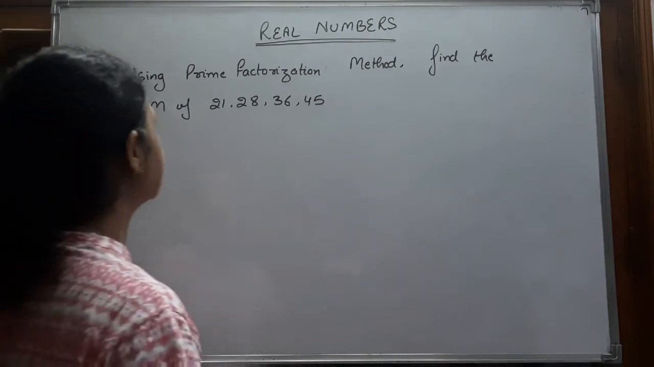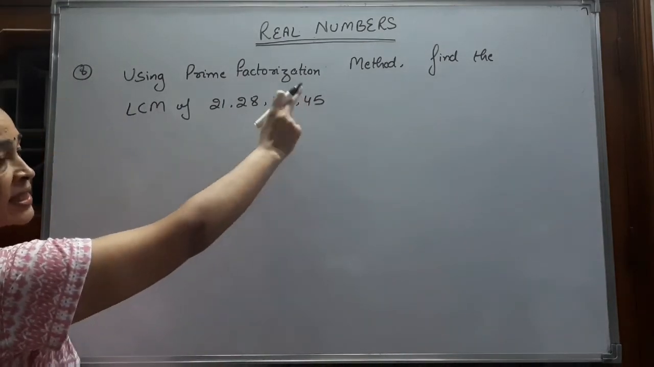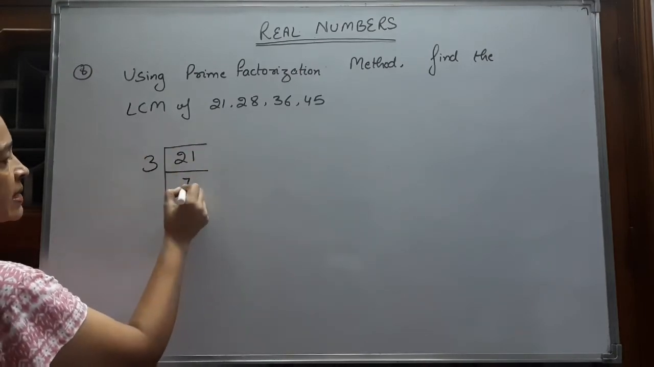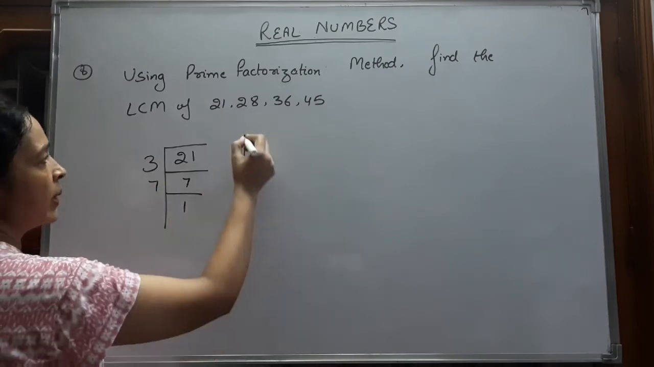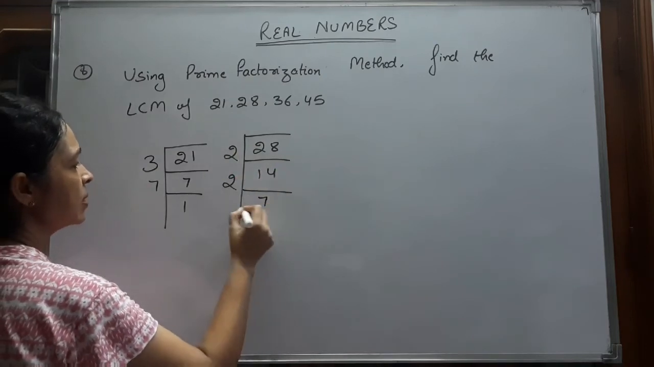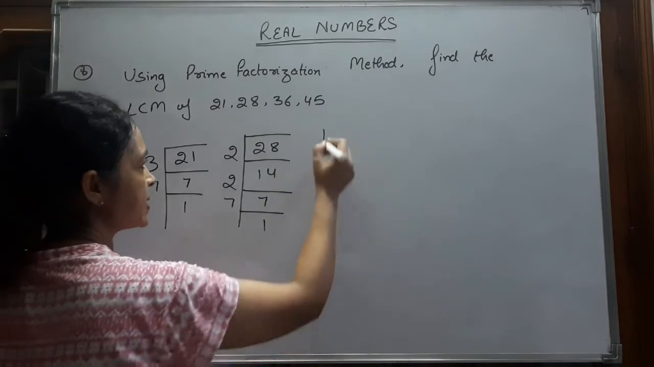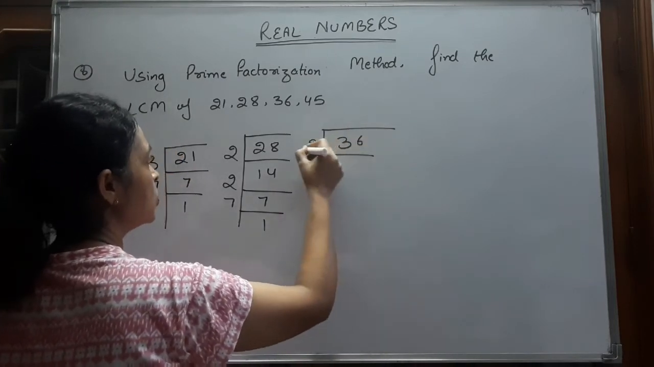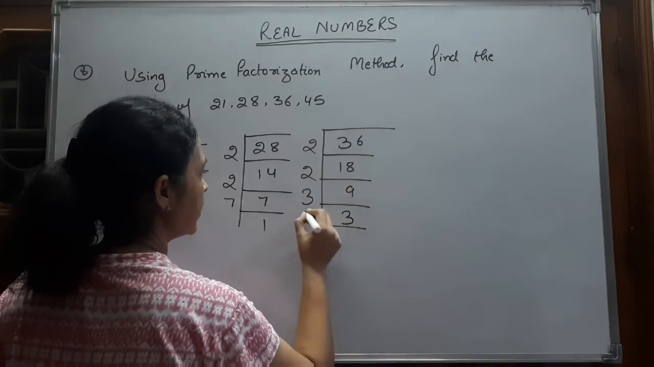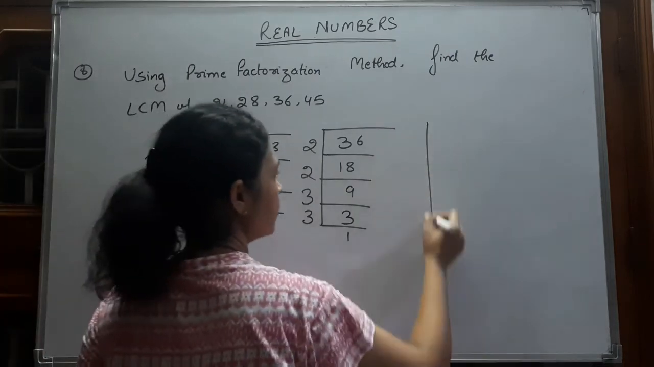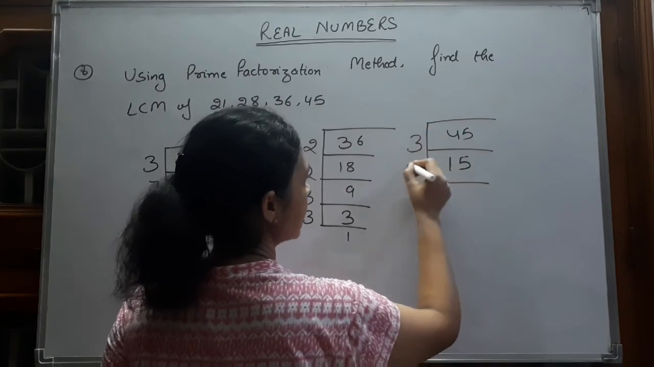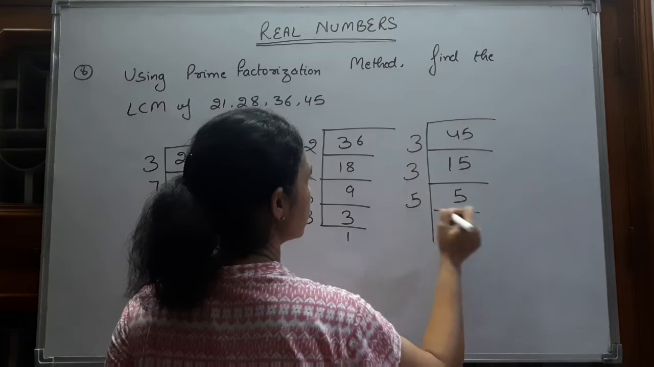Using the prime factorization method, find the LCM of 21, 28, 36 and 45. Let's first find the prime factorization. 21: 3 7s are, 7 1s are. 28: 2 14s are, 2 7s are, 7 1s are. 36: 2 18s are, 2 9s are, 3 3s are and 3 1s are. 45: 3 15s are, 3 5s are, and 5 1s are.